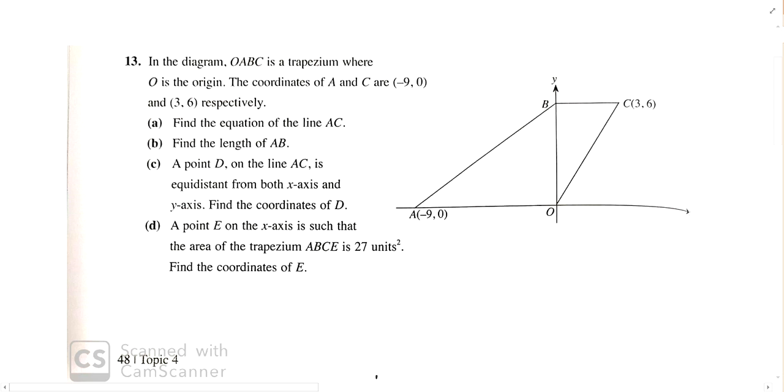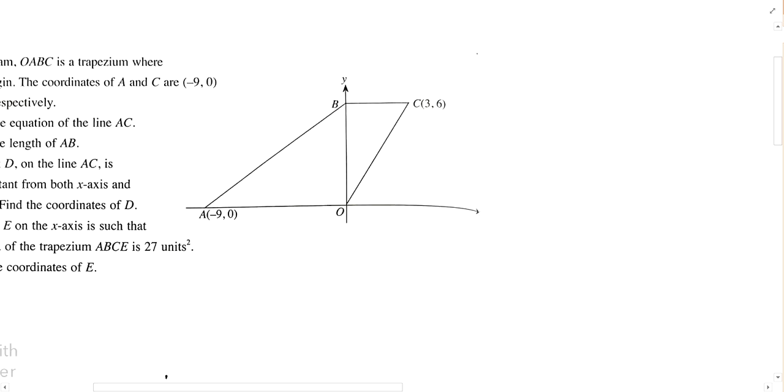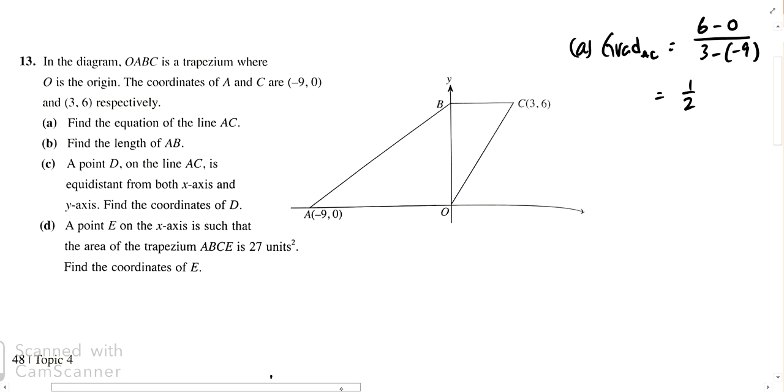Okay, so for part A, gradient of AC equals 6 minus 0 over 3 minus negative 9. So rise over run, 6 divided by 12. Okay, so that gives us half. It's positive, which makes sense given that it is sloping upwards.